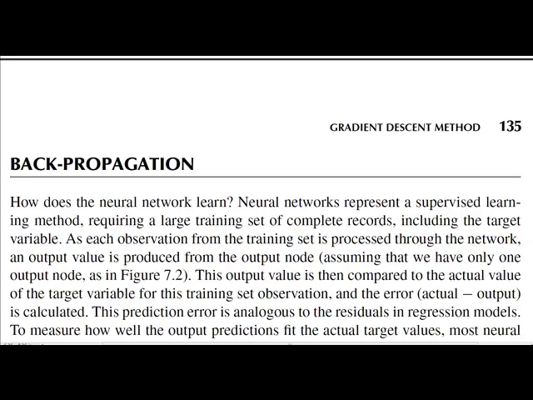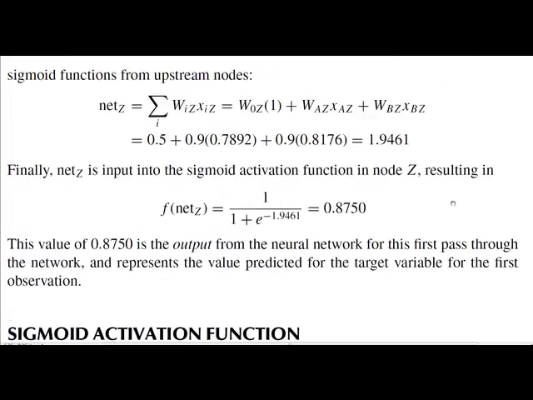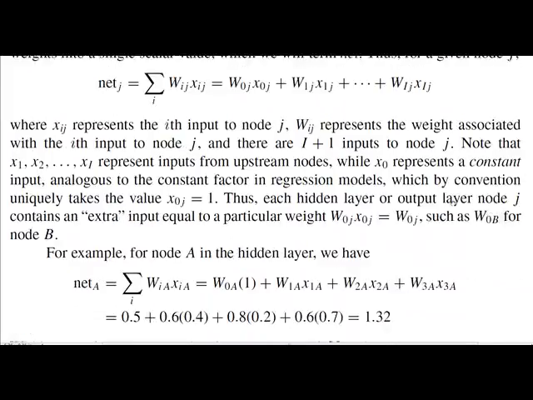As each observation from the training set is processed through the network, an output value is produced from the output node. So let's say we were doing this for income. We do this whole process that we just finished describing, and we get an output. And then he also described how you can translate that output into an actual income. Now, the output that we get is not likely to be the actual true income of that person, right? We randomly selected the weights, and we did this whole process. It's very unlikely that what we get as an output is going to be the actual income.